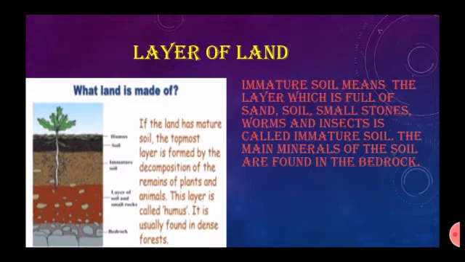This soil is immature. Immature soil means the layer which is full of sand, soil, small stones, worms, and insects, and the main minerals of the soil are found in the bedrock. Further below this layer, the proportion of soil decreases and that of rock increases. This is the layer of bedrock. The main minerals in the soil are derived from this rock. That is why soil in different regions is different. The color and the texture of the soil are both determined by the bedrock.